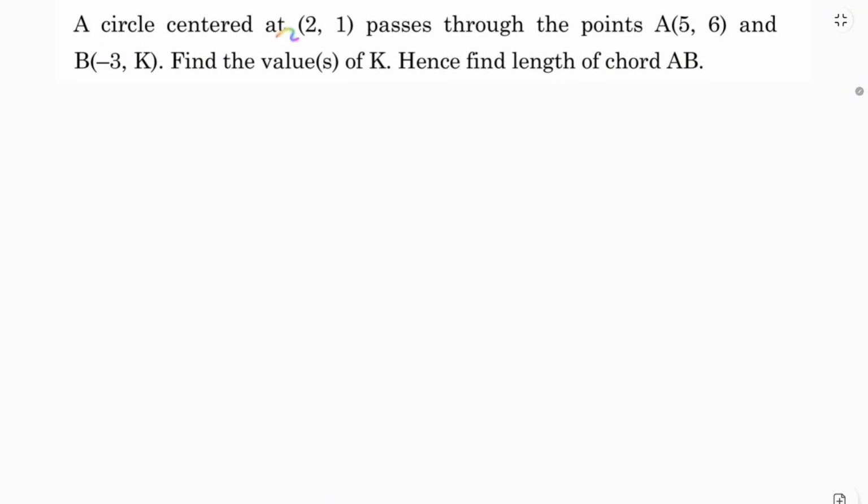A circle centered at (2, 1) passes through the points A(5, 6) and B(-3, k). Find the values of k. Hence find the length of the chord AB.